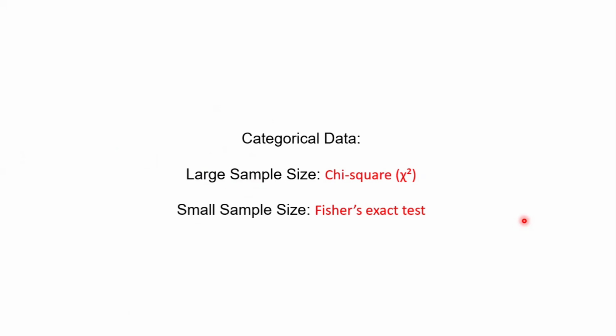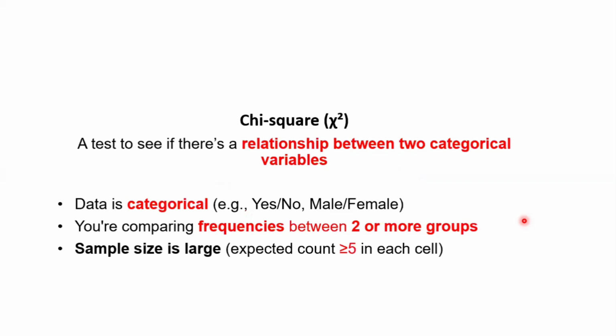Chi-square is used for large sample sizes, and when the question specifically mentions a small sample size, then Fisher's exact test is going to be used. We'll talk about it in a little bit more detail. A chi-square is used to see if there is a relationship between two categorical variables. We have two or more groups of categorical variables, and we have to see if there is any relationship between them, and that is where a chi-square is used.